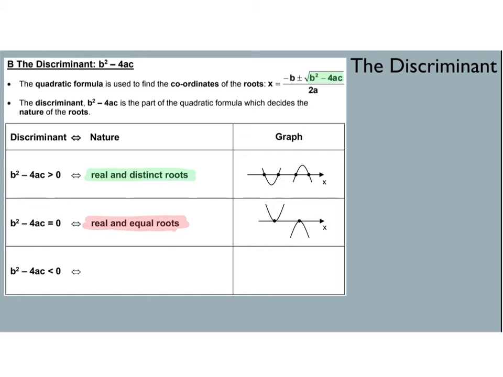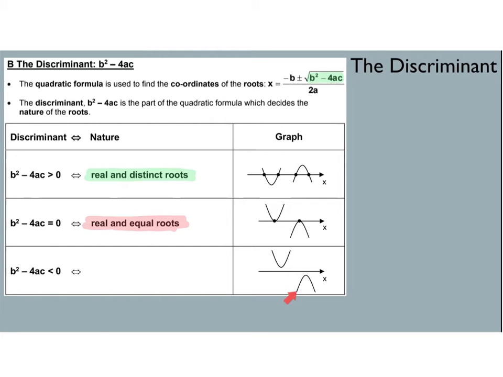Okay, last one. b squared minus 4ac is less than 0. Notice it starts with the little pointy bit, that's a small bit, less than 0. What are the graphs going to look like this time? What you should notice this time is that our curve here, it comes down, it doesn't touch the x-axis at all, and then it goes back up.